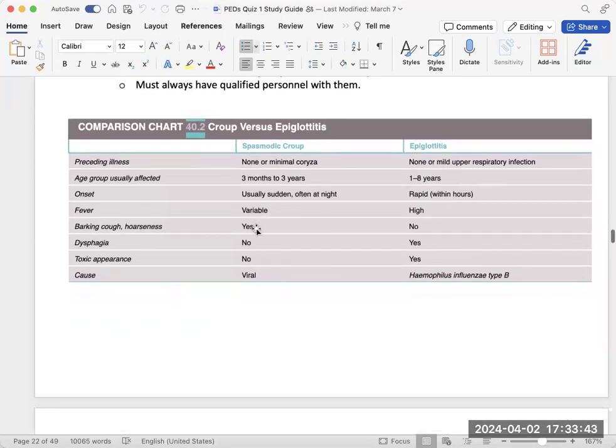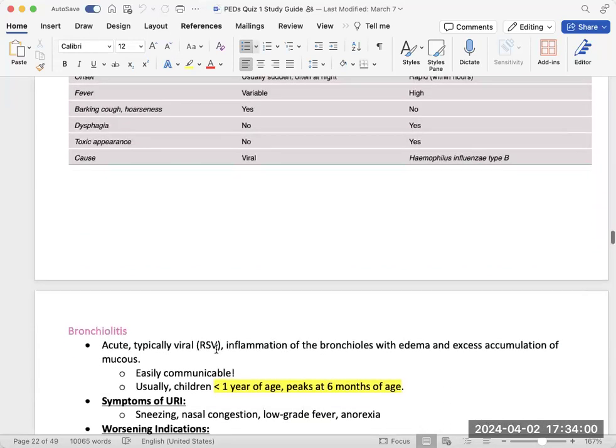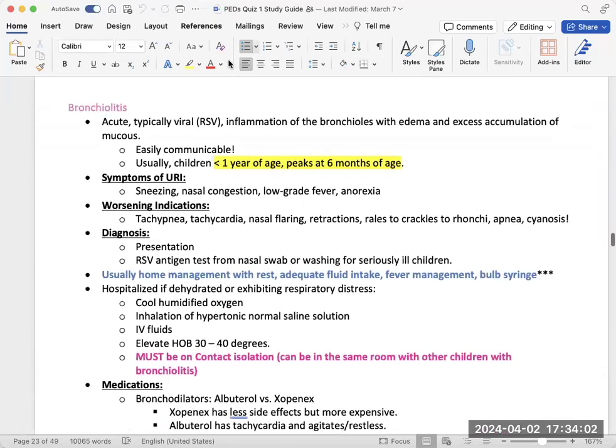Also in the textbook, I'm not going to get too much into it, but I did find the comparison chart, 40.2, very useful just to see the difference because like I said, they're very similar, but they affect different age groups. So I would look at this just to help you compare what's going on here. Okay. The next thing is bronchiolitis, which is another type of viral infection, typically by RSV.